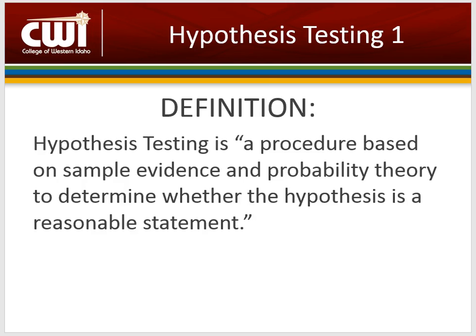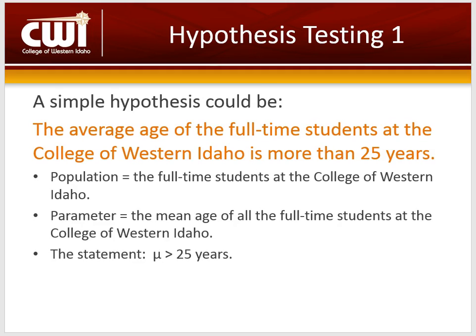Let's look at a simple example. Here's a statement about a population. The average age of the full-time students at College of Western Idaho is more than 25 years. The population is the full-time students at College of Western Idaho. The population parameter is the mean age of all of the full-time students at the College of Western Idaho. The statement is that the mean is more than 25 years.